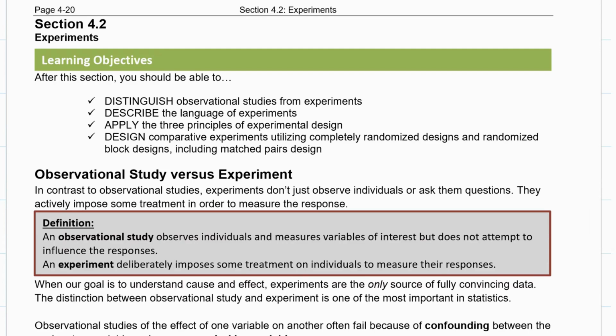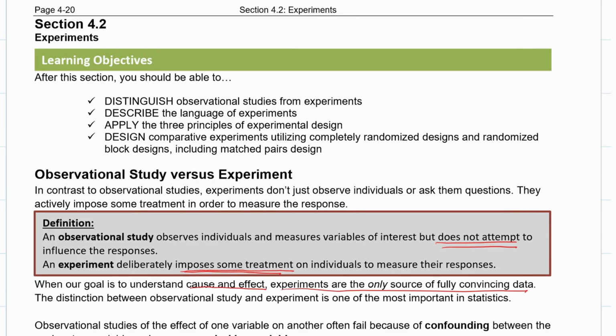In an observational study, we observe individuals and measure variables of interest, but we do not attempt to influence the responses. We watch. An experiment, by contrast, imposes some treatment. Something is done to the experimental units, the subjects, and then we measure the response to that treatment. When our goal is cause and effect, experiments are the only source of fully convincing data.